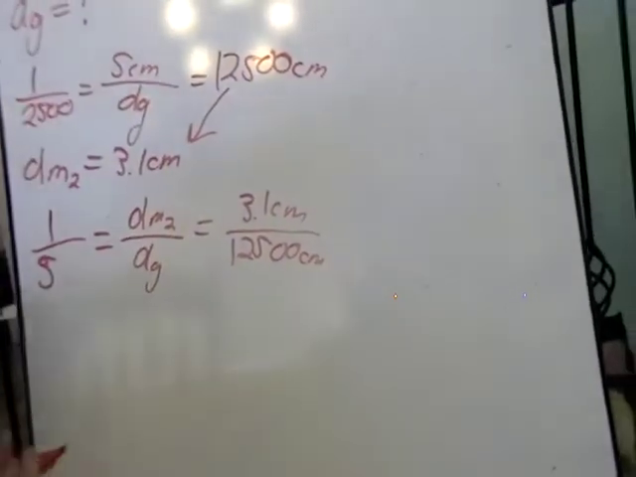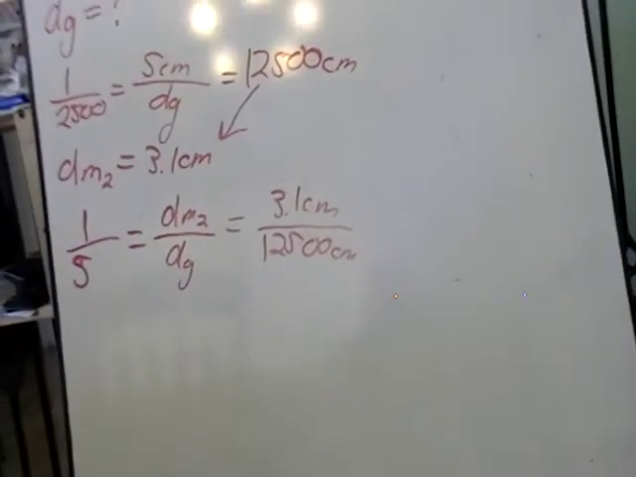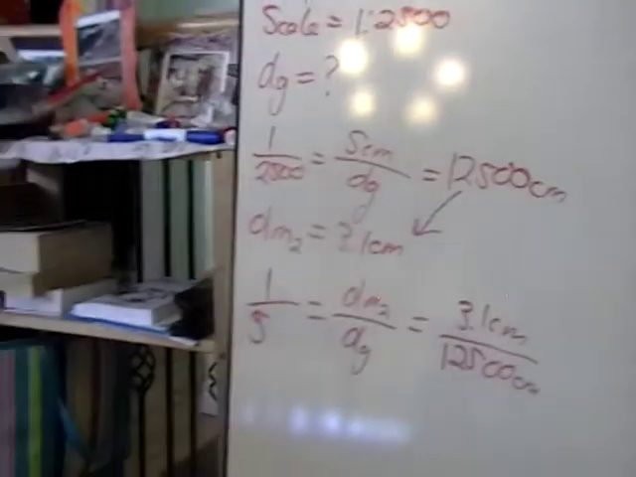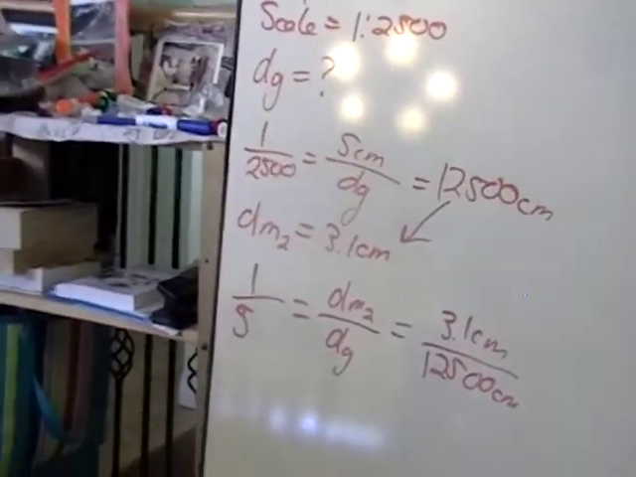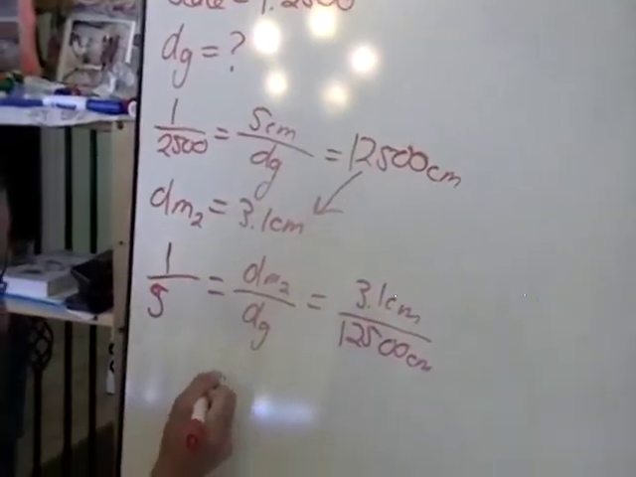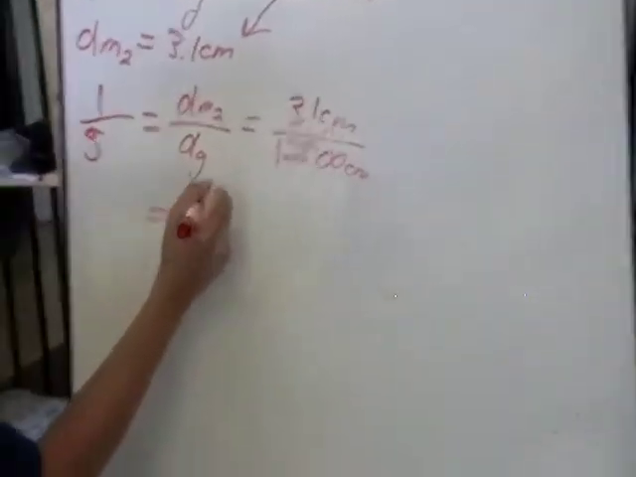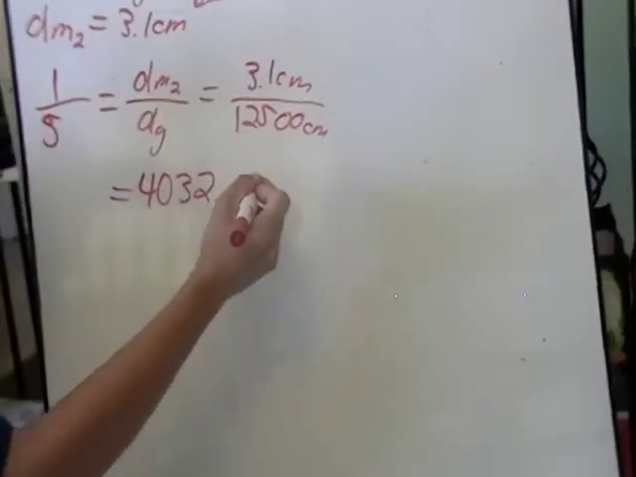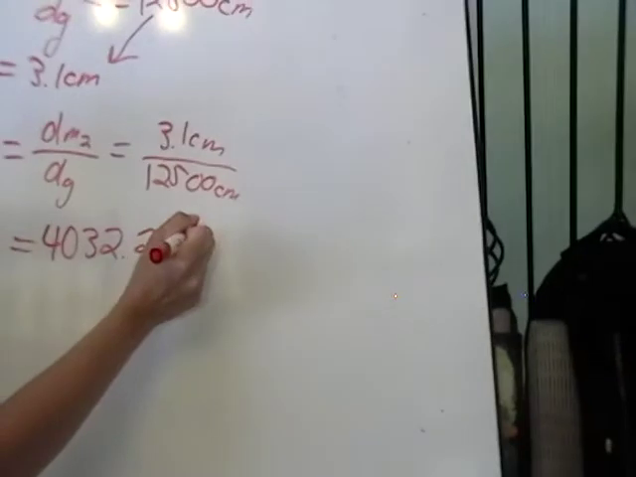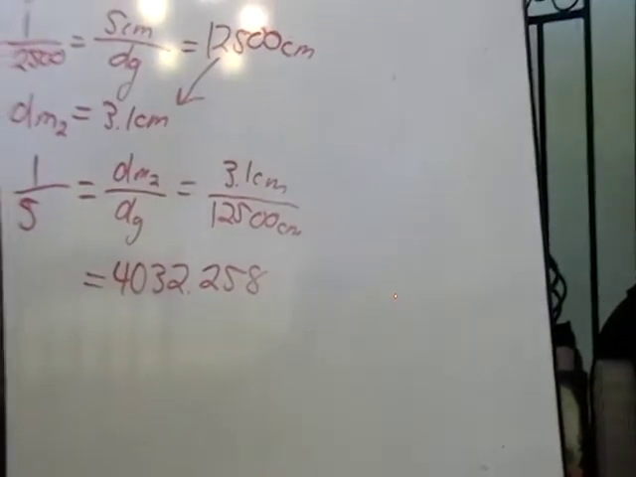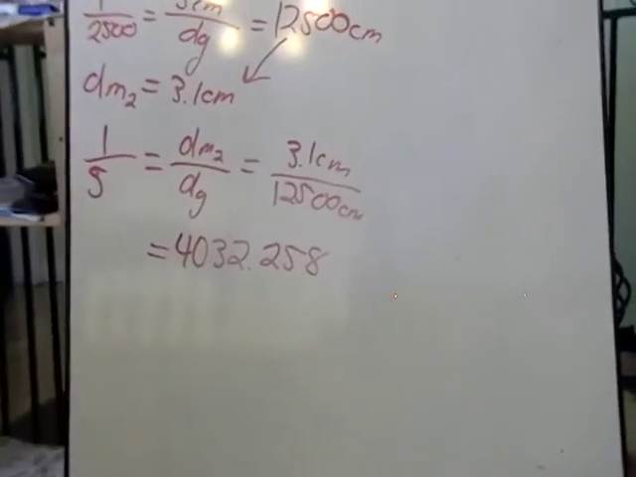centimeters. So I take 12,500 centimeters and I divide it by 3.1, and I get a value of 4,032.258. Is that my answer? No, it is not.